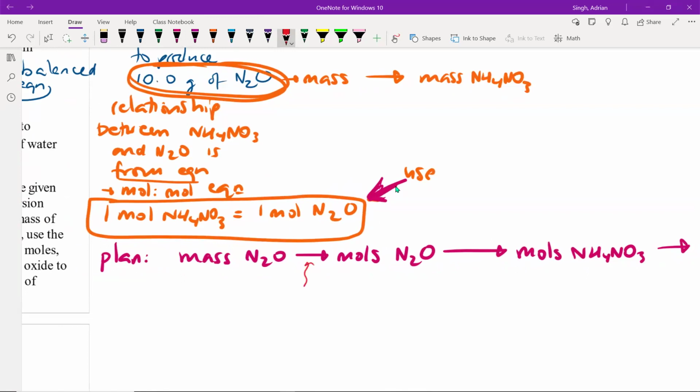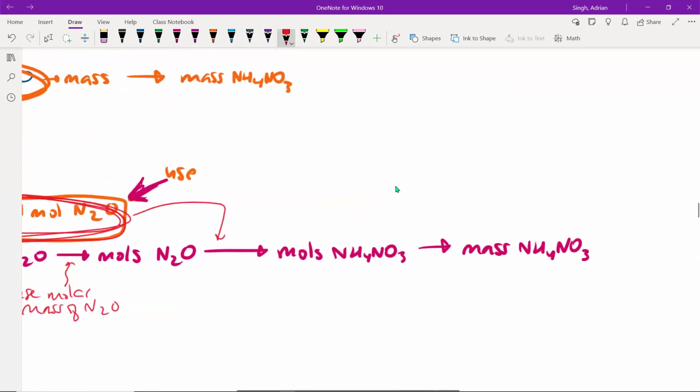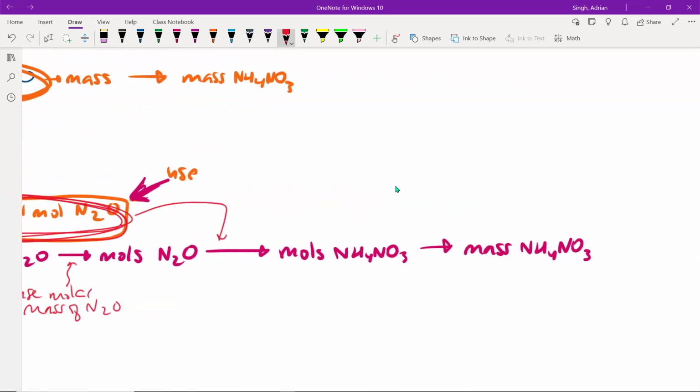So to get from the mass of N2O to the moles of N2O, we're going to use the molar mass of N2O. Okay, to get from the moles of N2O to the moles of NH4NO3, this is what we're using, our mole to mole ratio, and that's the central part to any stoichiometry problem. Okay, and then once we get to moles of NH4NO3, then we can convert that to the mass.